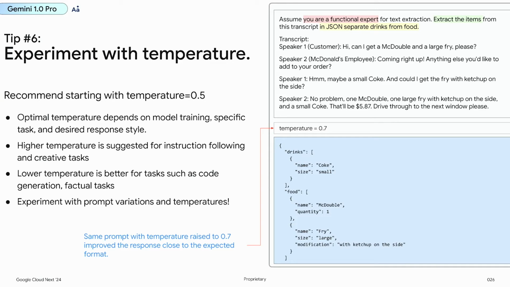So here is the same example that I showed in tip number 1, which is for extracting those entities, except the temperature has been adjusted to 0.7. You can see that the output JSON is actually much closer to the expected format with a lot more detail, which is actually what the customer was intending to find out as well. And again, we are still not using any few-shot examples.